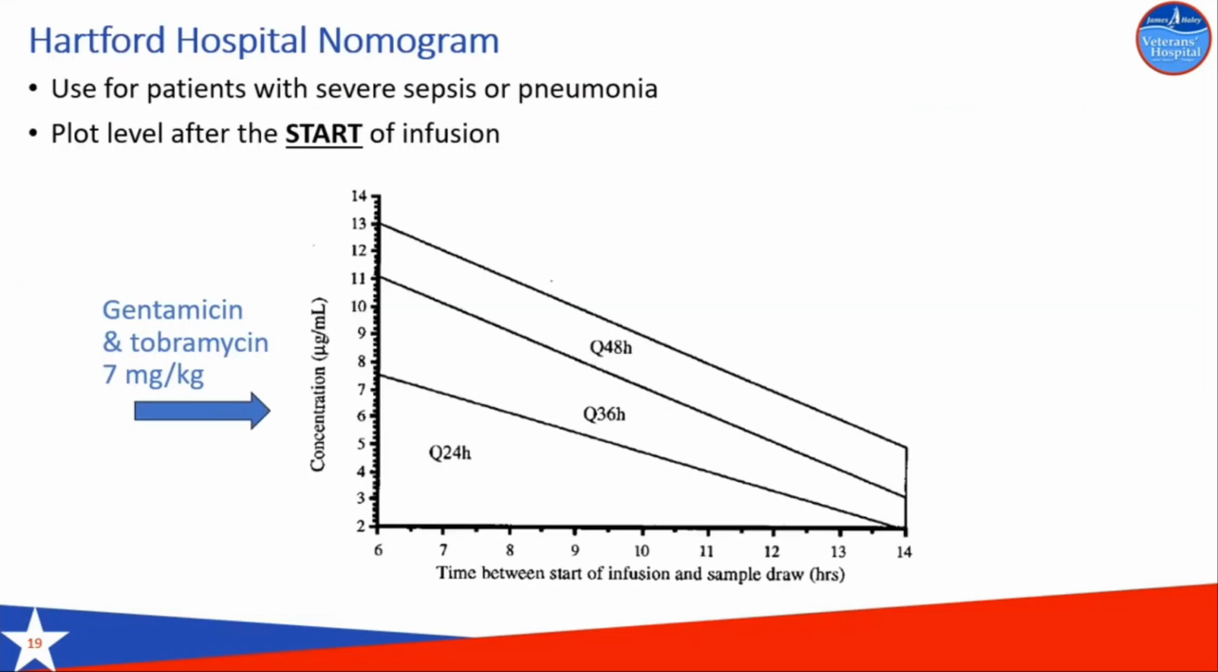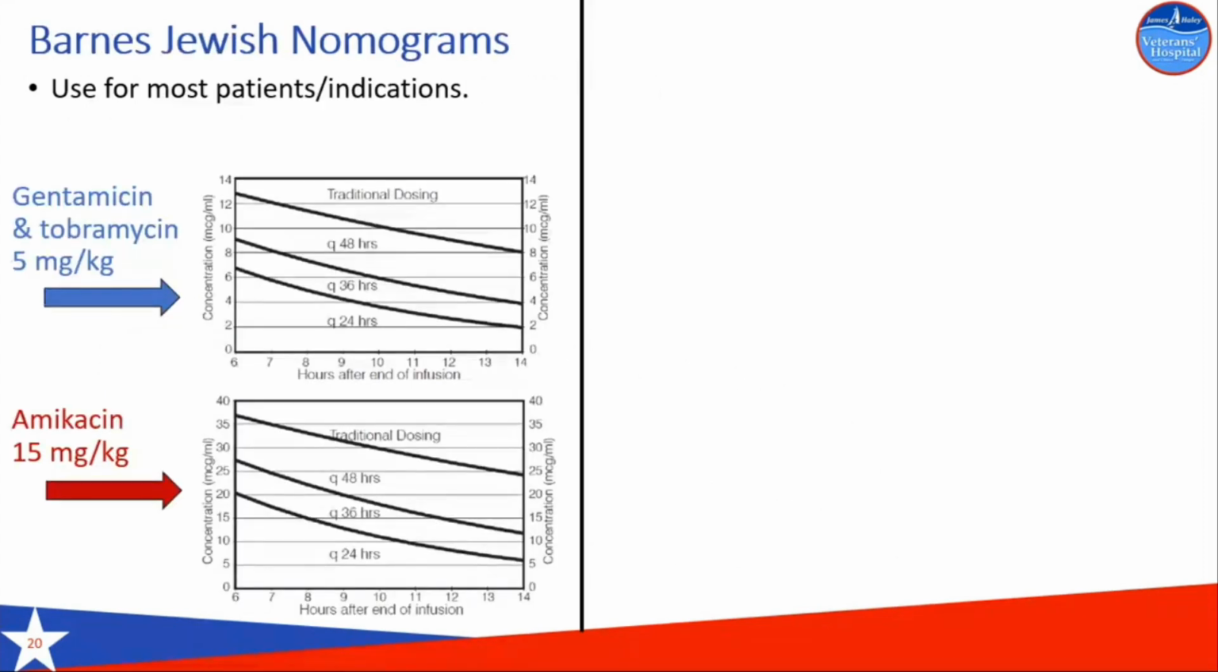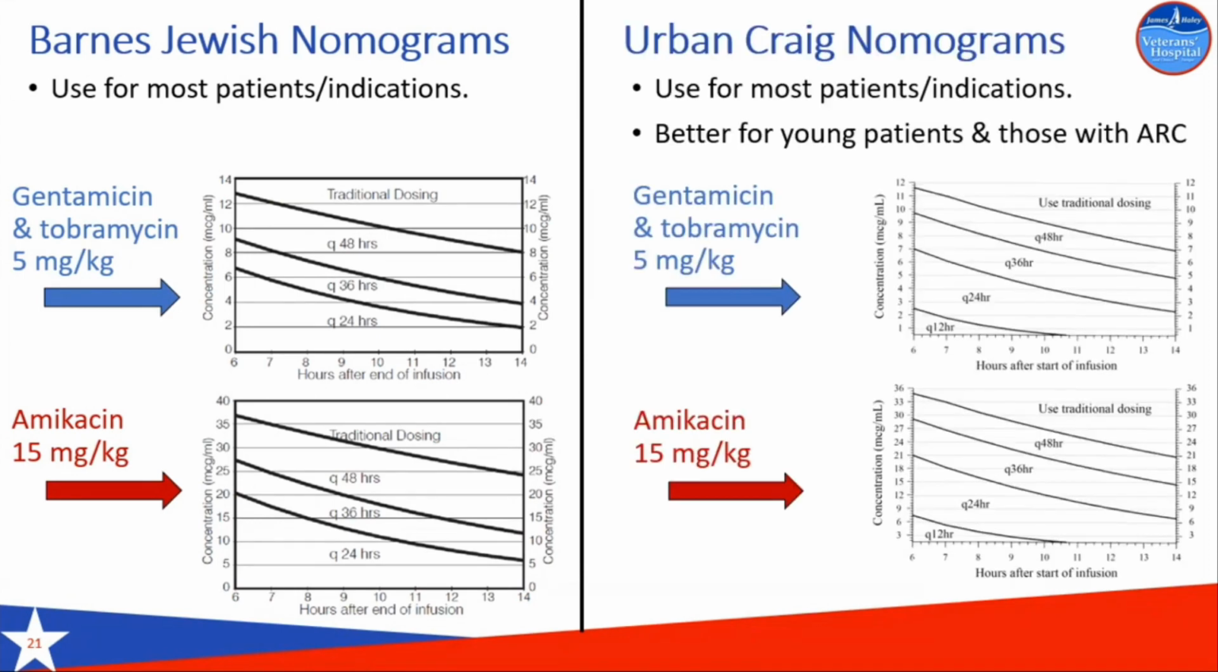This slide here is just looking at the Hartford Hospital nomogram. So again, gentamicin, tobramycin, 7 mg per kg. We're using it for patients with pneumonia or sepsis. And you'll note that you will plot the level after the start of the infusion. The other nomogram that we talked about is the Barnes-Jewish nomogram. This is used for most other indications. And then we have the Gent and Tobra nomogram on the top and amikacin on the bottom. So these are the primary nomograms that we use here.